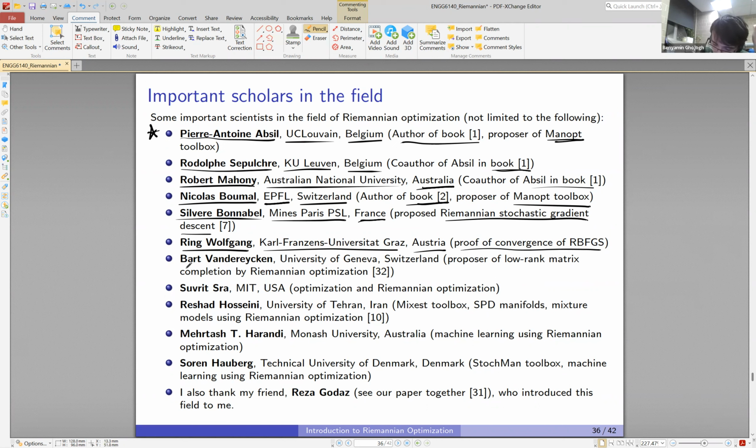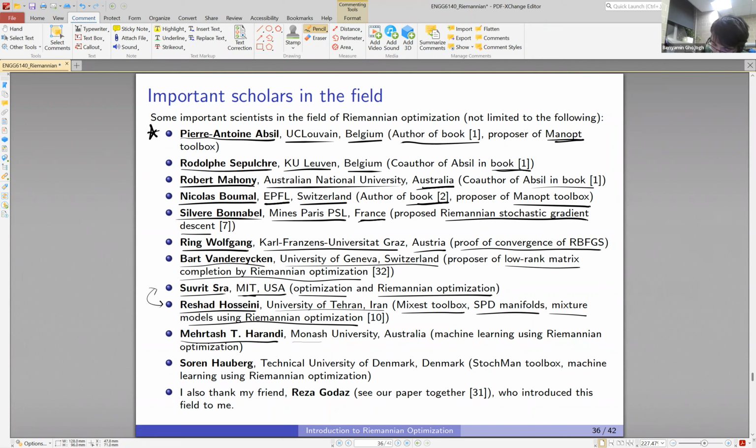Bart Vandereycken at the University of Geneva in Switzerland, again in Europe. Proposer of low-rank matrix completion by Riemannian optimization. Professor Suvrit Sra at MIT, USA. He is very good in optimization, also Riemannian optimization. Professor Reshad Hosseini at the University of Tehran, Iran. He has proposed the MixEst toolbox. Also, he has worked a lot on SPD manifolds and mixture models using Riemannian optimization. Reshad Hosseini and Suvrit Sra collaborate a lot.